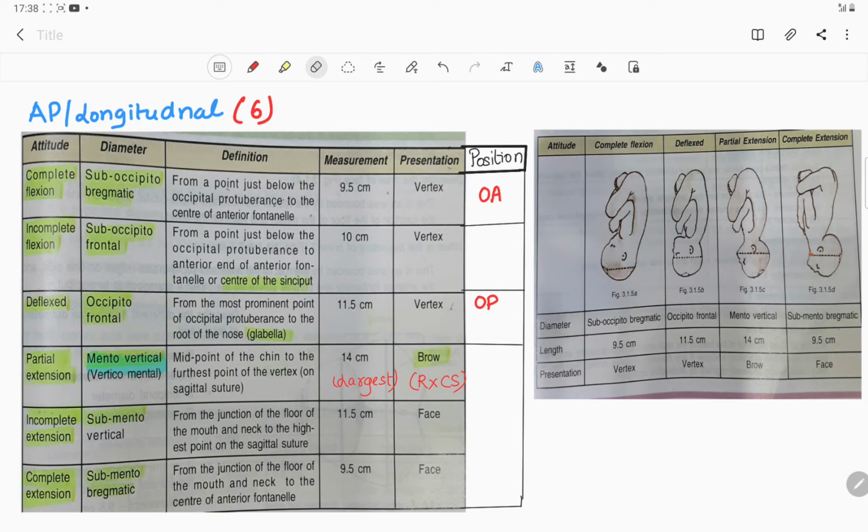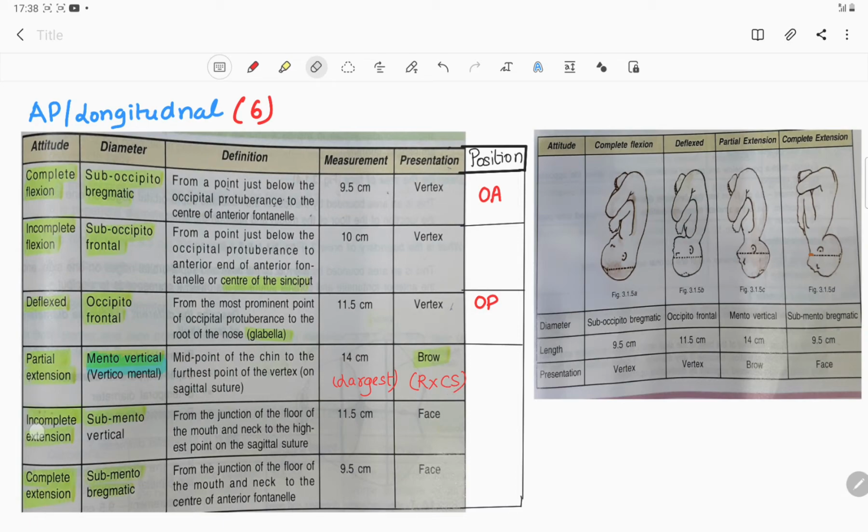Then, if we discuss the partial extension attitude, the engaging diameter will be mento-vertical, which extends from the midpoint of the chin to the furthest point on the vertex, measuring about 14 centimeter, the largest AP diameter, and the presentation will be brow or sinciput. Generally, cesarean section is done in this condition.